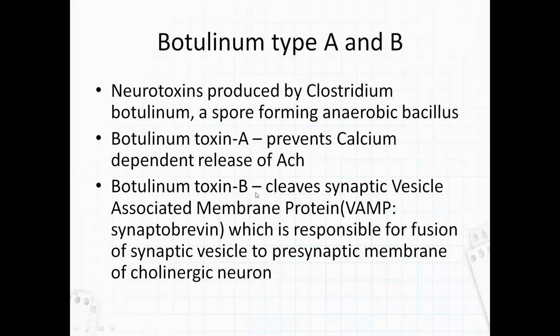Coming to botulinum toxin B, it acts by cleaving the vesicle-associated membrane protein, VAMP, also called synaptobrevin. This synaptobrevin is responsible for the fusion of the synaptic vesicle to the presynaptic membrane, so the vesicle attaches, breaks, and the acetylcholine is released into the synapse. But botulinum toxin B cleaves this protein, due to which acetylcholine will not be released effectively.